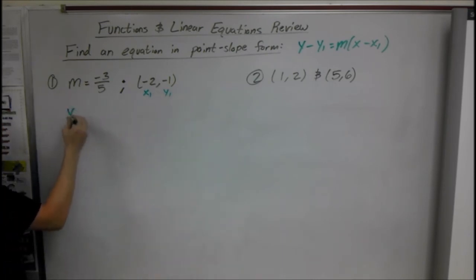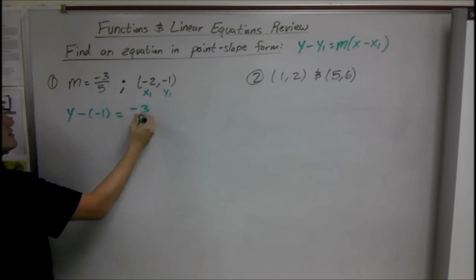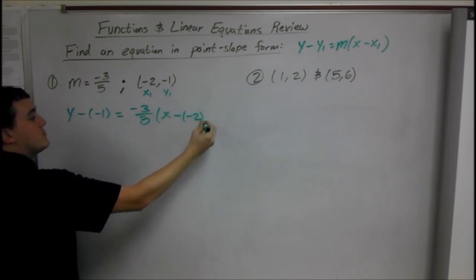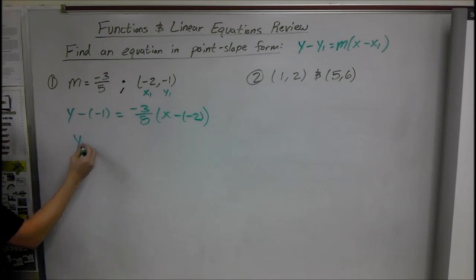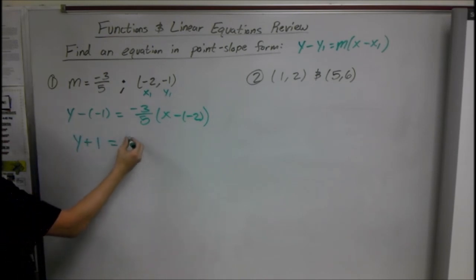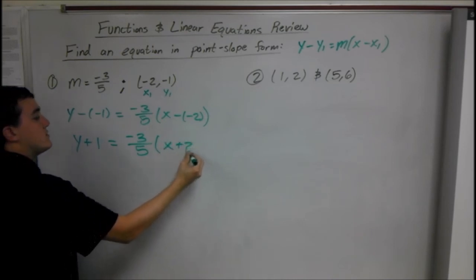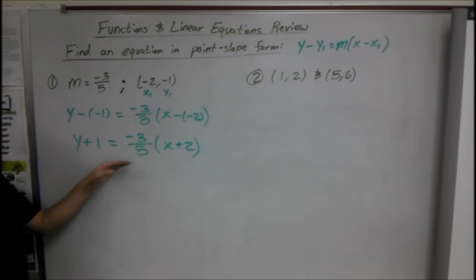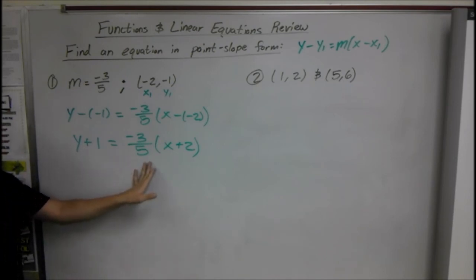We have y minus -1 equals, our slope is -3/5, x minus -2. When you minus negative, really you're just adding. So make them plus, -3/5 stays the same, x plus 2. And since it just wants point-slope form and not slope-intercept, we're done. If it wants slope-intercept, you have to solve for y and distribute.